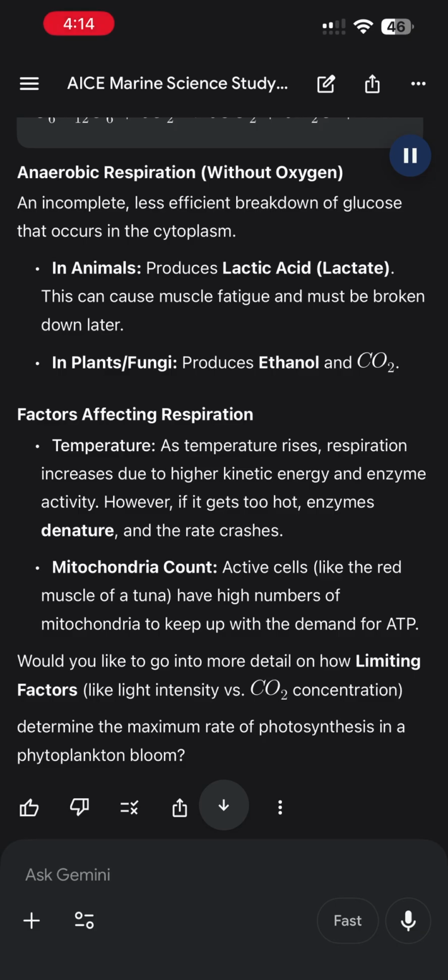Mitochondria count. Active cells, like the red muscle of a tuna, have high numbers of mitochondria to keep up with the demand for ATP.